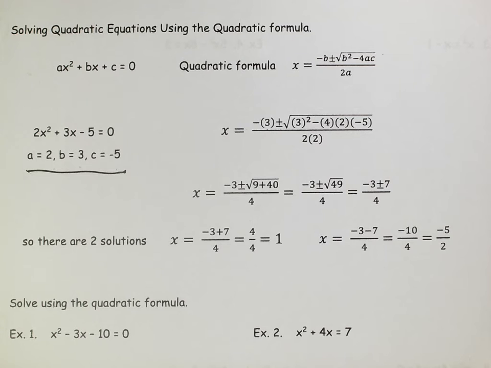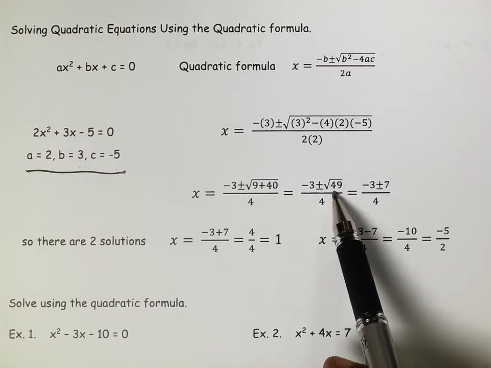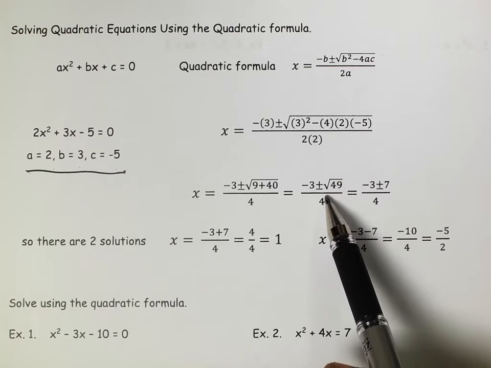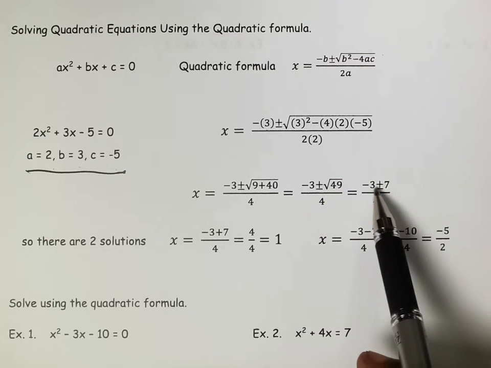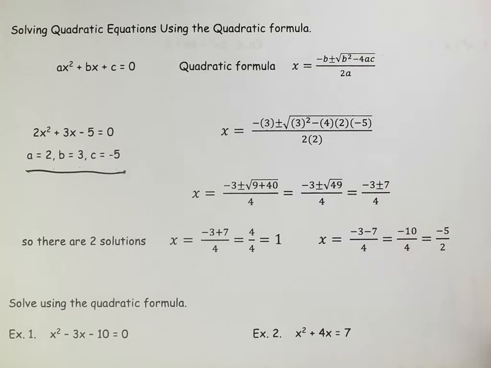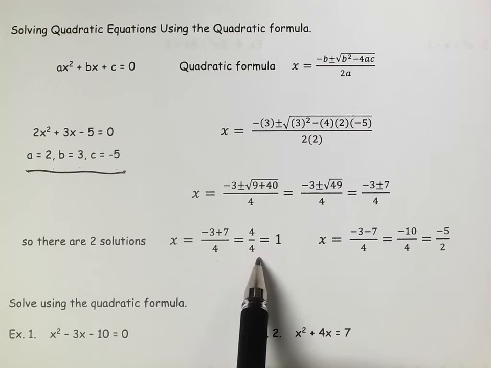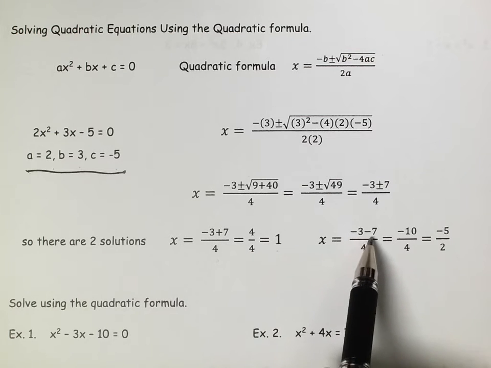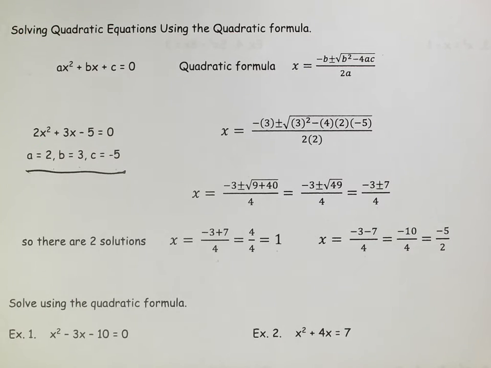So you have to simplify inside that radical. 3 squared is 9, and then minus 4 times 2 times -5 gives me a 40. So we add those together, and now we're at 49 in the radical. Well, this happens to be a perfect square, which tells me it was factorable to begin with. And I get two solutions, -3 plus or minus 7 over 4. So we're going to write it two separate ways. -3 plus 7 over 4, which gives us 4 over 4, which is 1. And -3 minus 7 over 4, which is -10 over 4, and that reduces to -5/2.